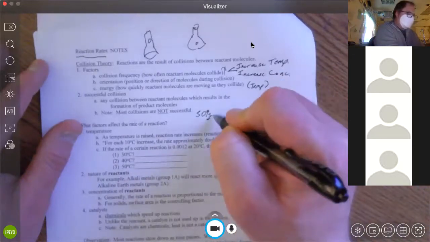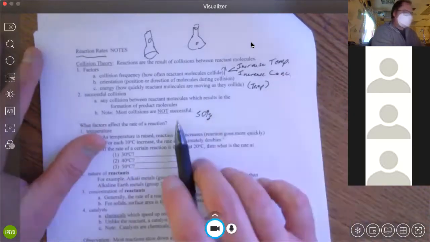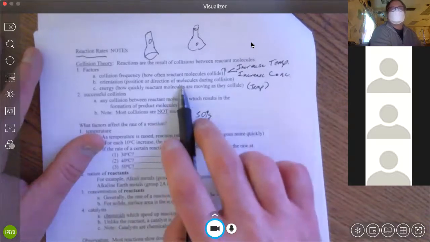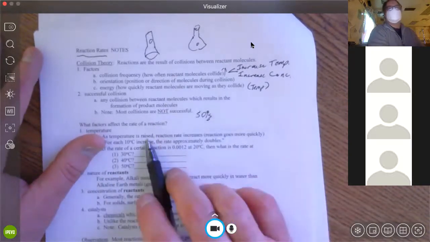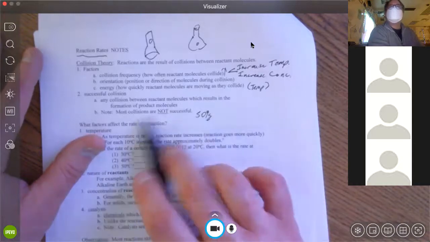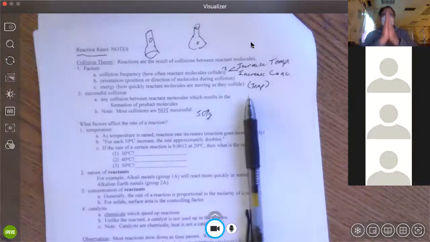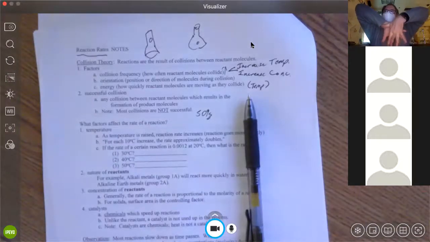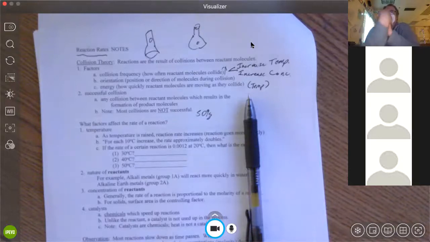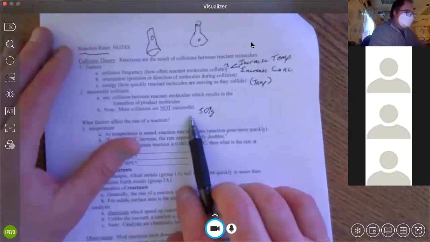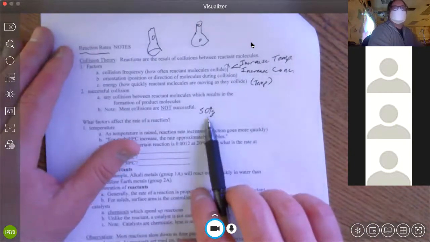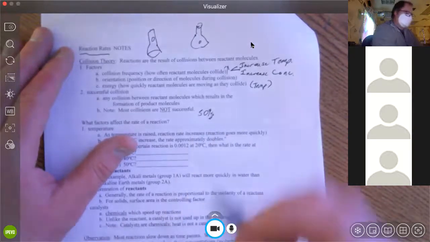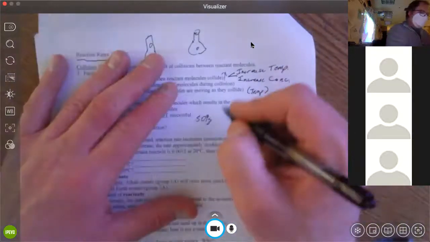There's a 50% chance for even a successful collision, with everything up here being successful, still not going back to make products. That's why most collisions are not successful. Even if you get to here, anything could happen where you don't end up back here. Anything can happen where they do everything and then they're like, yeah, we're good, as being the reactants. So that's why most collisions are not successful, because even the 50% that do collide, they still may go back to reactants.